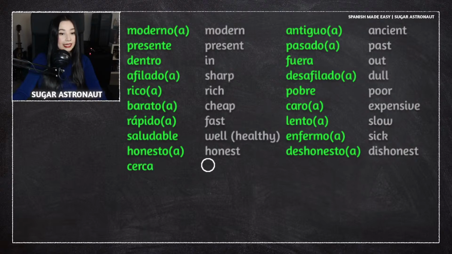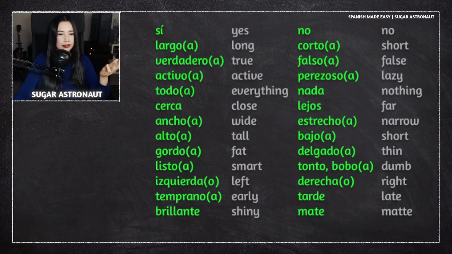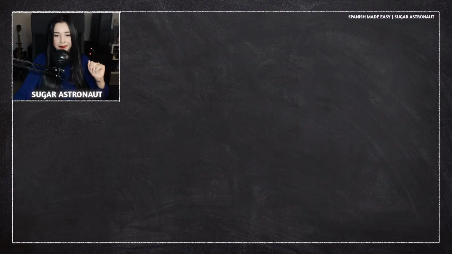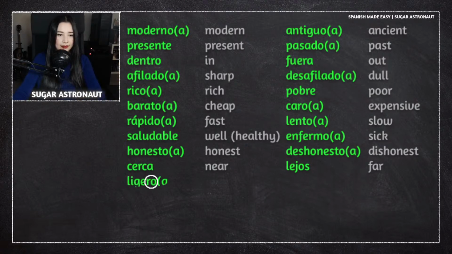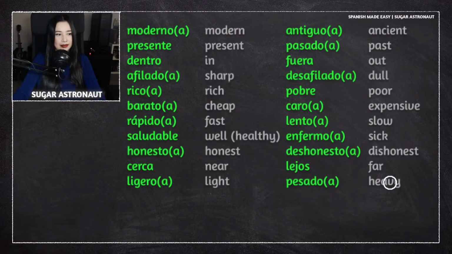Cerca, near, lejos, far. I believe I already talked about this one. Yeah, cerca, lejos. I repeated one. Sorry about that. But cerca, lejos, near, far. Ligero, ligera, light. Pesado, pesada, heavy, okay? Ligero, pesado, light, heavy.